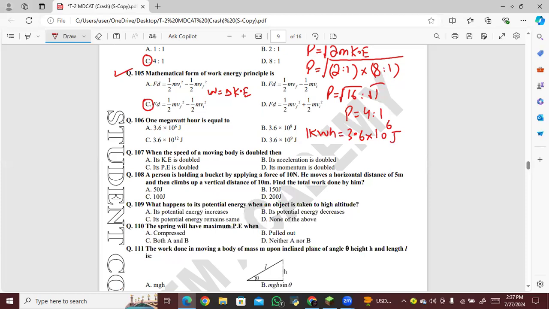To make it mega, kilo is 10 power 3, and mega is 10 power 6. So you have to multiply 10 power 3 on both sides. So when you multiply 10 power 3 on both sides, it becomes 1 megawatt hour, and 3.6 into 10 power 6 into 10 power 3, it becomes 3.6 into 10 power 9 joule. So D is the right option.